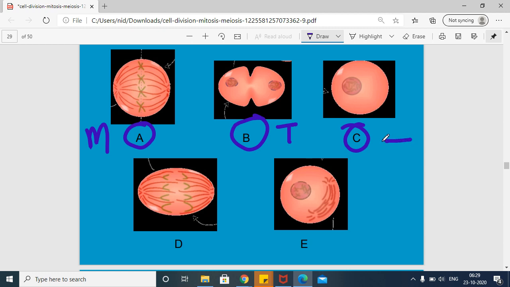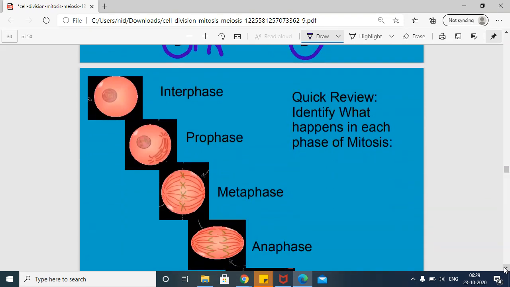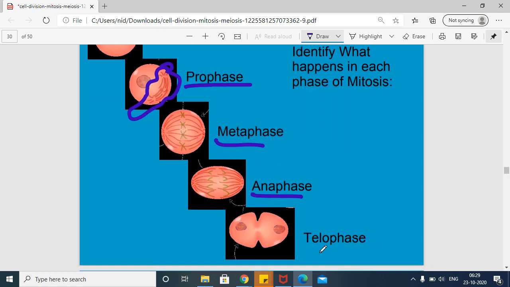It's the general one. It's just the starting, right? D. Almost the starting of anaphase, right? E part. Again, the starting. So this is interphase starting. This is prophase, because here the spindles and everything have started to develop. Metaphase, anaphase, and finally you have the telophase, right? Clear?